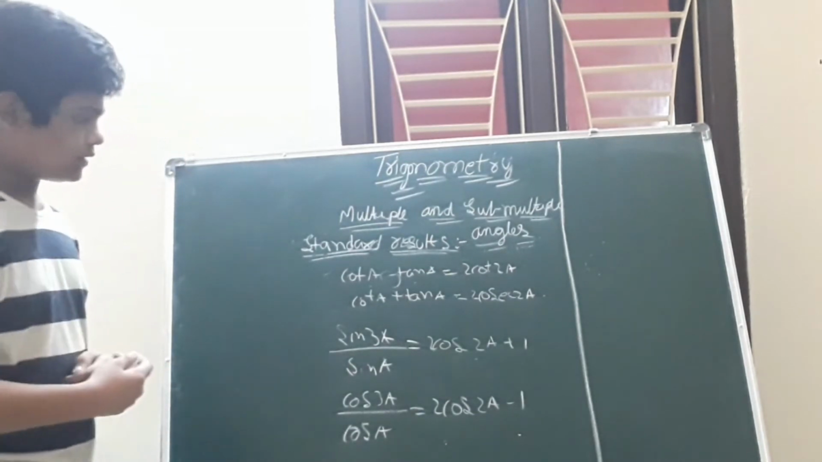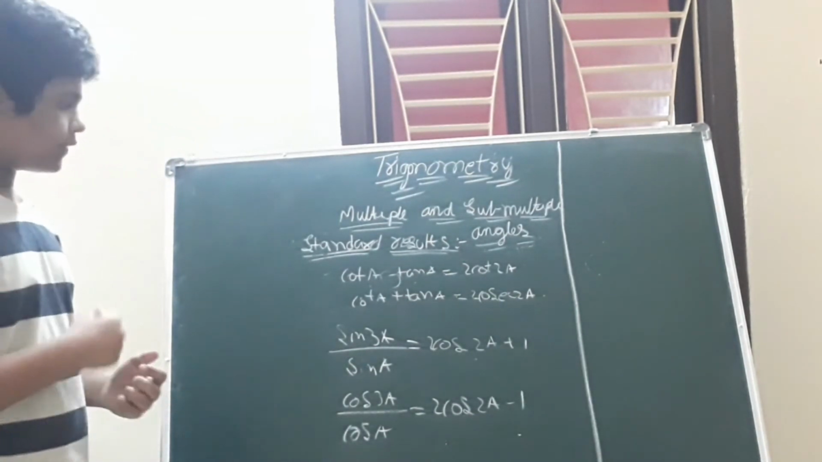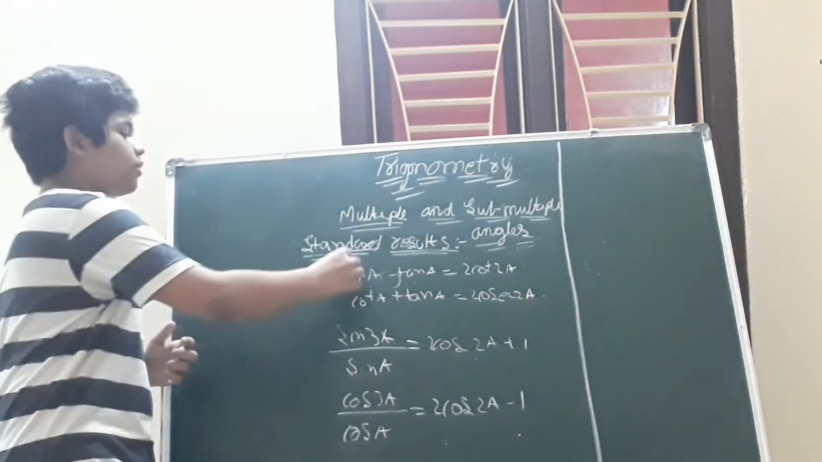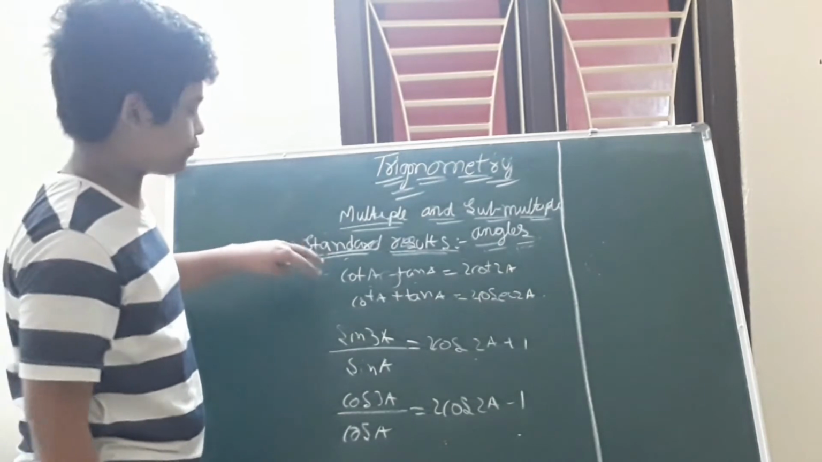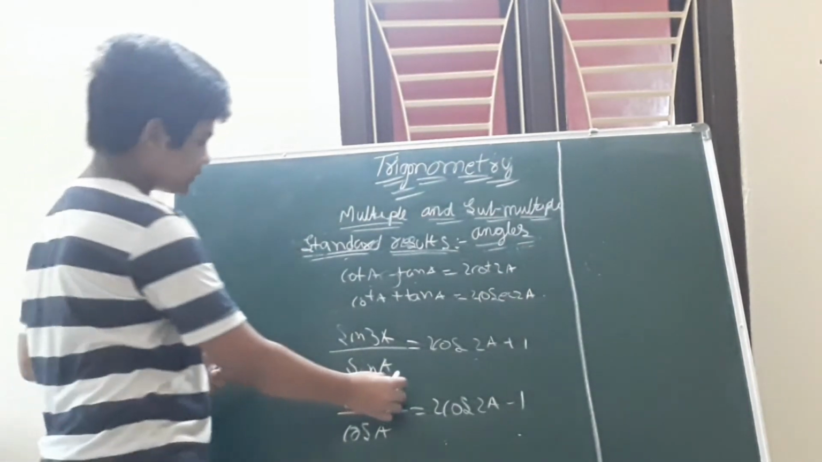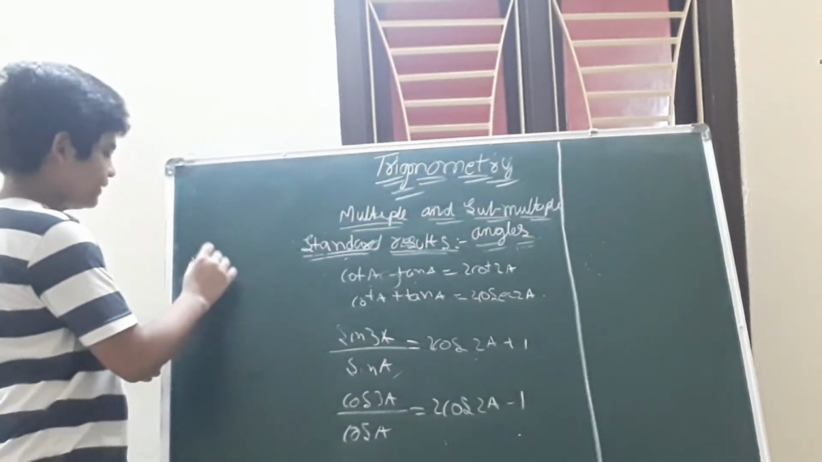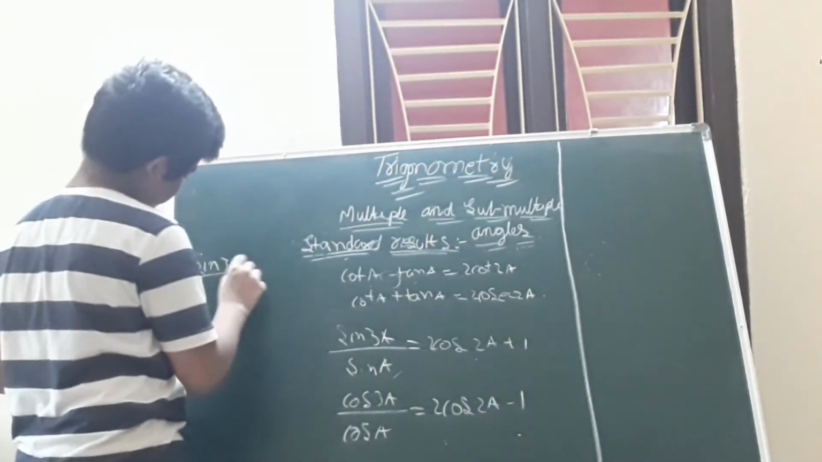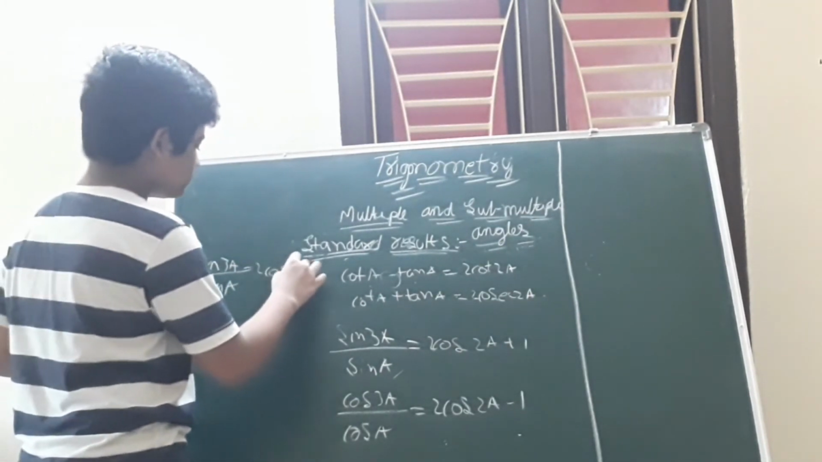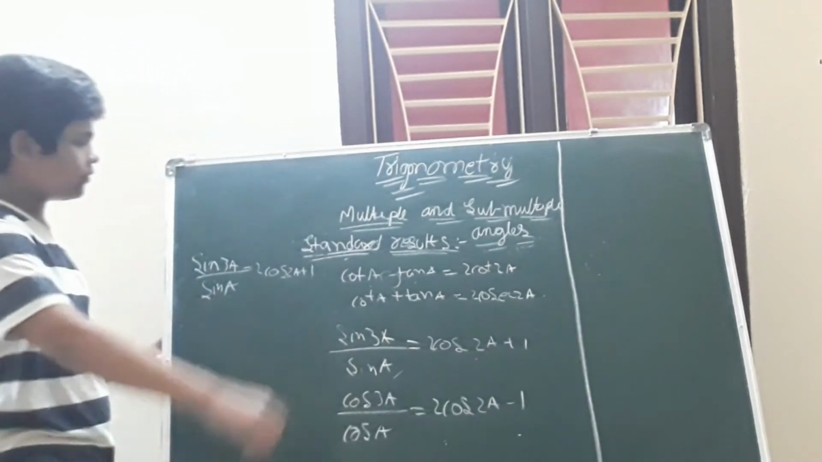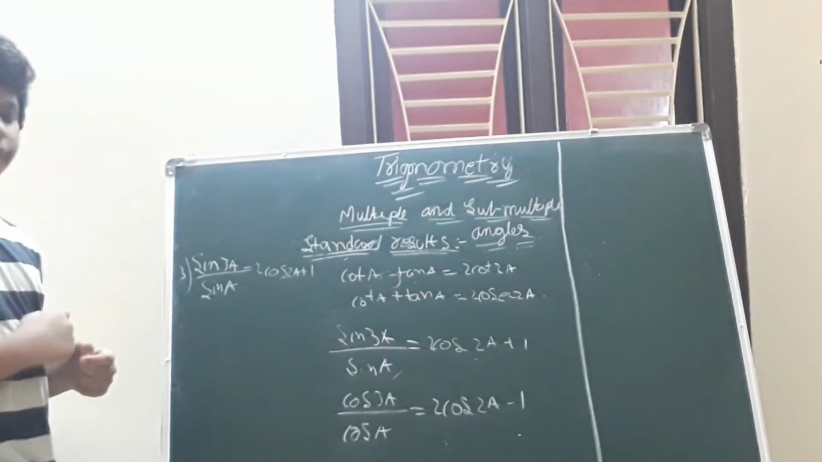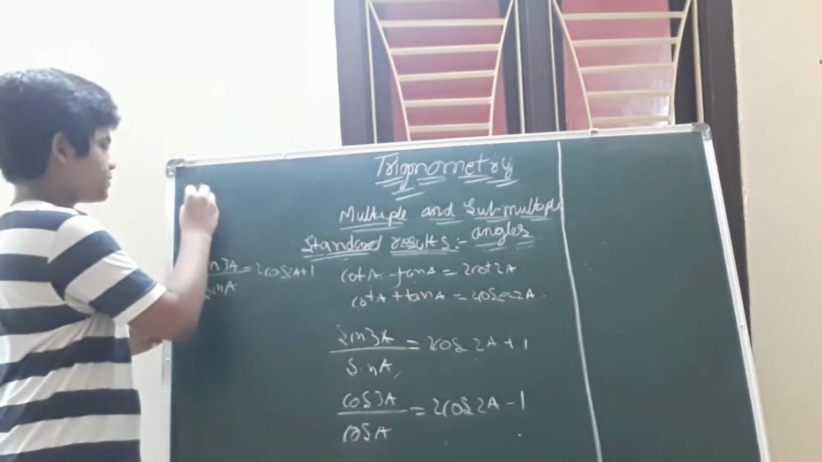We can find the proof of cot A plus tan A in the same way as we have done to find the proof of cot A minus tan A. And the third one is sin 3A by sin A is equals to 2 cos 2A plus 1. So before going to this one, let us know some formulas of multiple and submultiple angles.